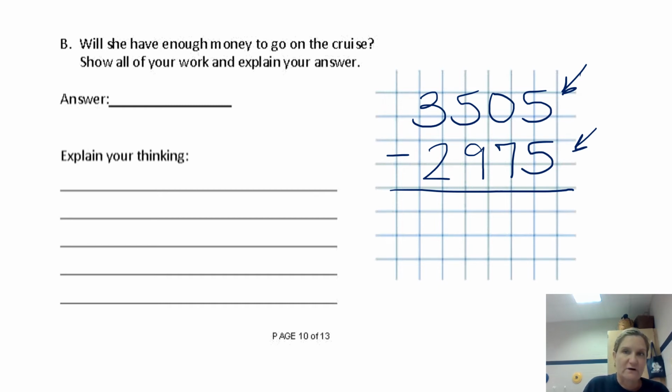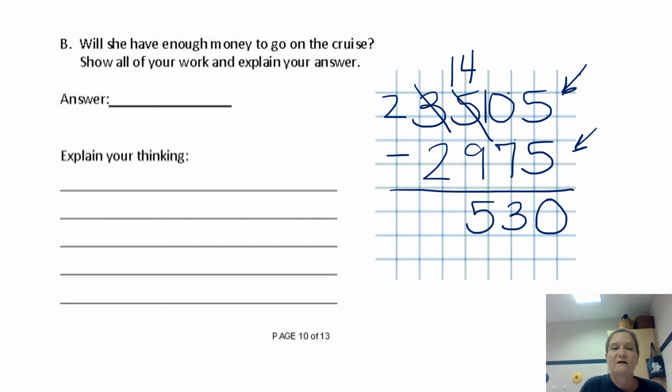We're going to take it a step further and find out how much extra money she has. To do that, we're going to subtract. 5 take away 5 is 0. We cannot have 0 and take away 7, so we're going to borrow from the 5 and make it a 4. We borrowed a 1. 10 take away 7 equals 3. We cannot have 4 and take away 9, so we're going to borrow from the 3 and make it a 2. And the 1 makes the 4 a 14. 14 take away 9 equals 5. So she will have $530 extra, so she can use that for extra spending money on her cruise.